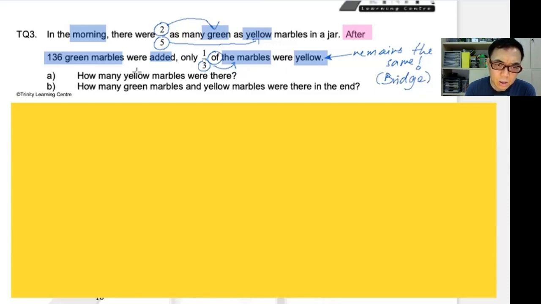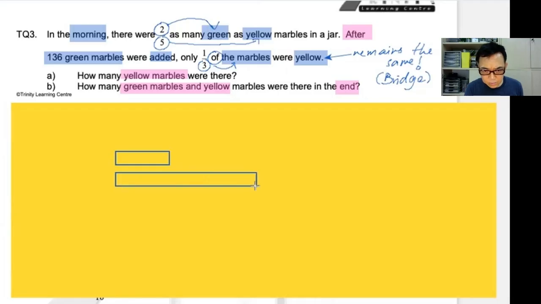Now we continue. The first question is asking you how many yellow. The second question is asking how many green and yellow in the end. Since we know that yellow did not change, and yellow is 5 when green is 2, I'm taking it from the fraction over here. Then I'm just going to draw 2 models, 2 and 5, for the start. So I have 2, and then I have 5. Green, yellow.